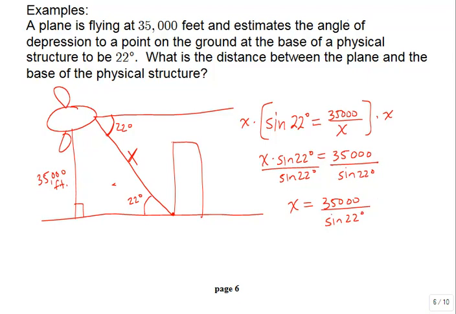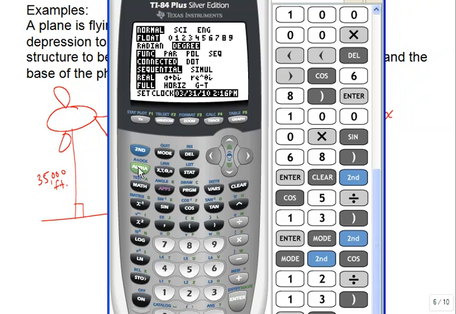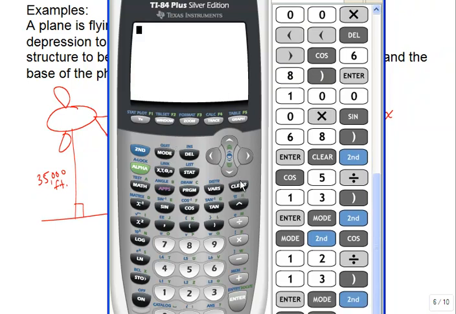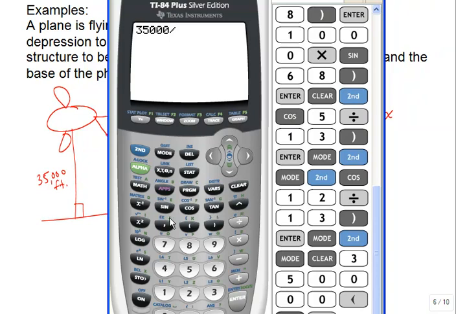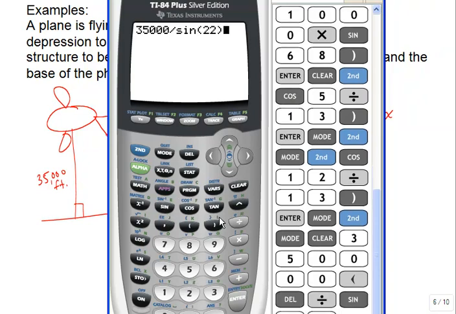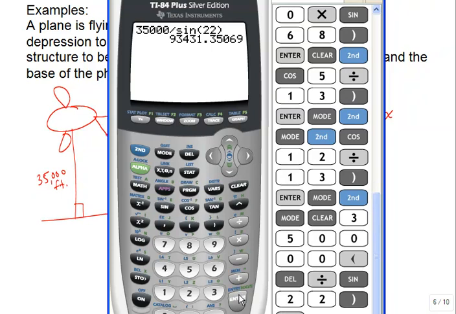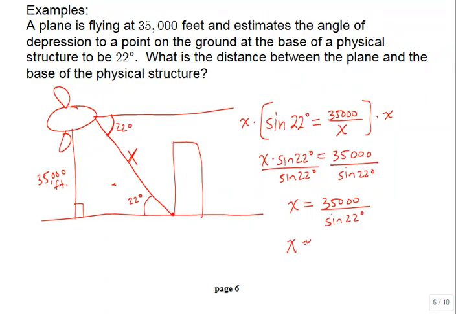And now is when I would pull out my calculator. I think we are still in degree mode. Yes, we are. You want to double check that. And we wanted 35,000 divided by sine of 22. So we get 93,431.35. So x is approximately 93,431.35. Since the unit on this height here was feet, then the unit on my distance should be feet as well.